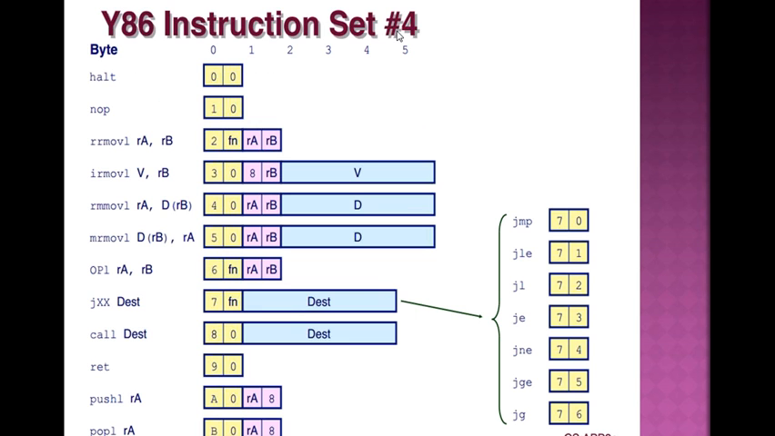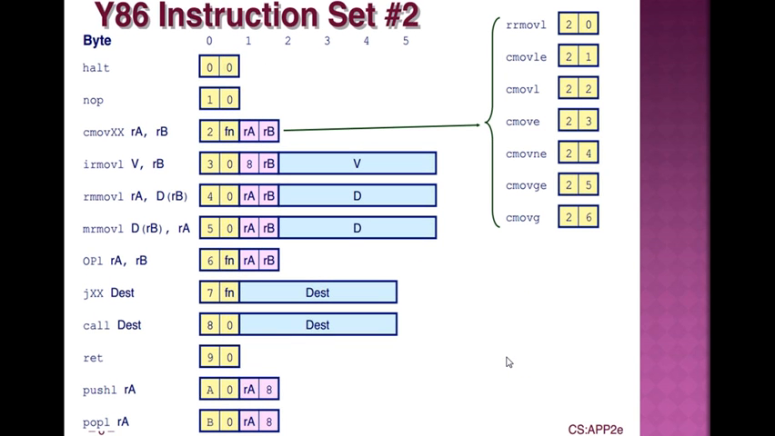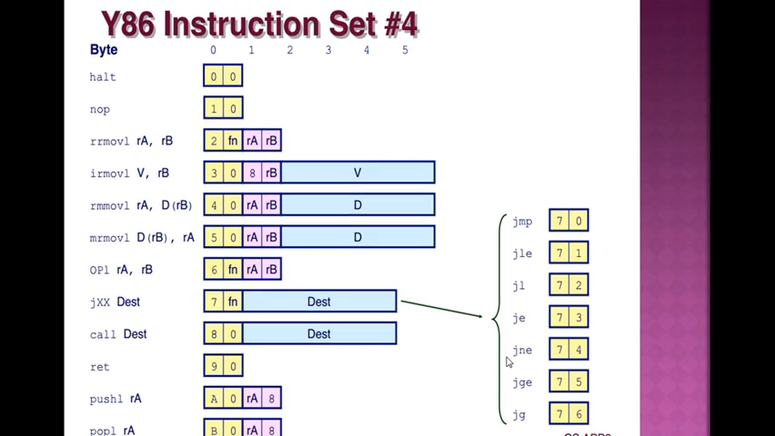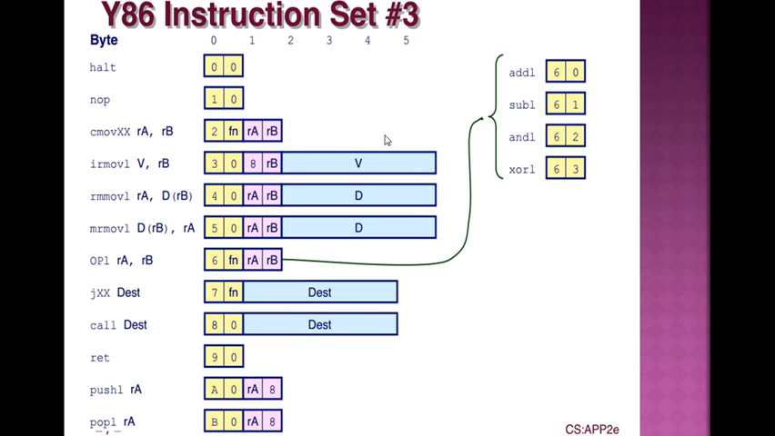The main difference is that this contains multiple instructions for jumping. These are the multiple instructions or commands for jumping. And these are the multiple registers for operation, that is AND, add, sub, XOR, means arithmetic as well as logical operations. Then we also talked about some move operations like RRMove 1, CMove LE, CMove 1.